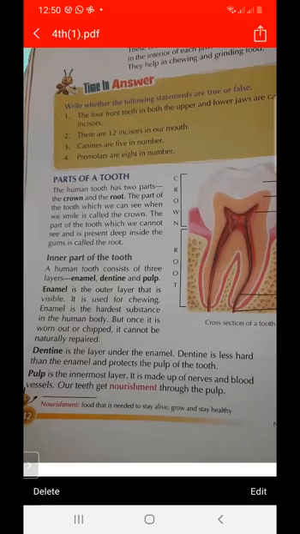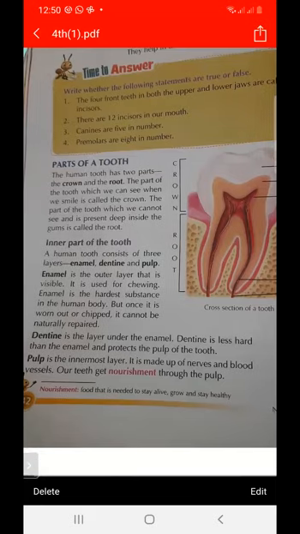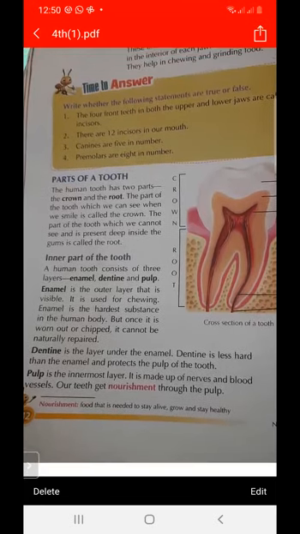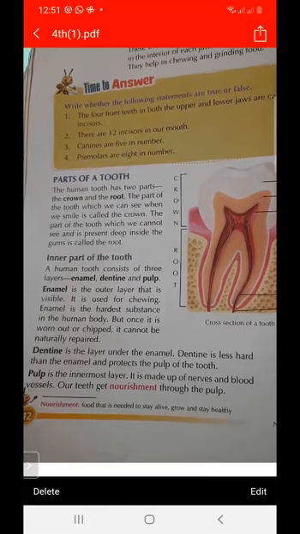So what are the parts of the tooth? It has two parts. First is the crown, and then the root. The part of the tooth which we see is called the crown, and the part of the tooth which we cannot see is called the root. So the part we can see is the crown, shown in the figure. It is shown upward, and at the end this is the root, which we cannot see. It is deep inside the gums.